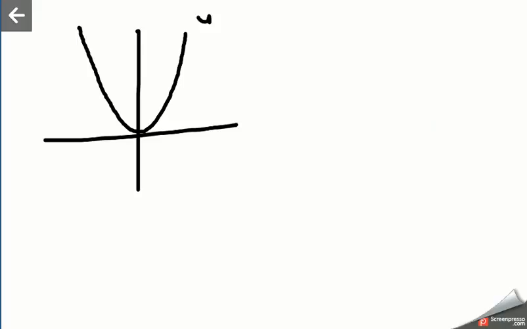y of x, there we go. Sometimes it disappears for some reason. y of x equals x squared. And let's do it at the point, let's say x equals 2. Okay, and this is my tangent line at the point where x equals 2. This is my tangent line when x is equal to 2.